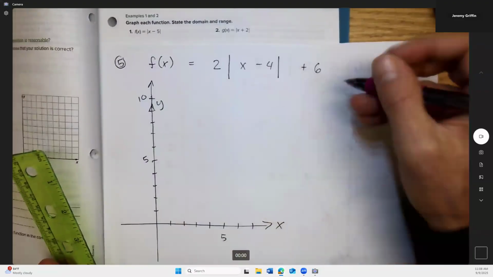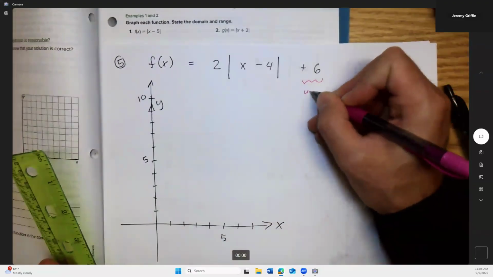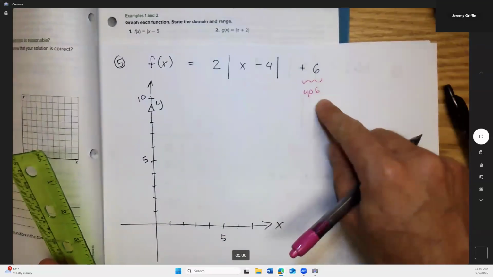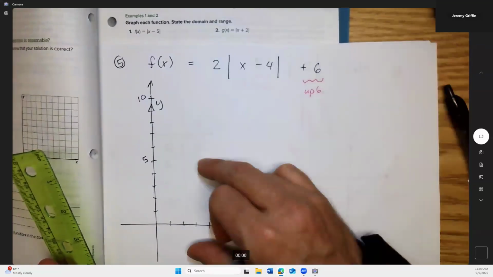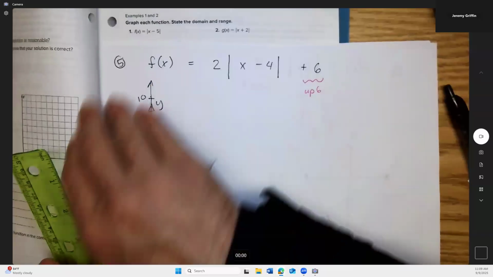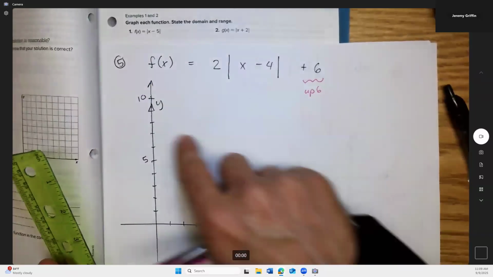Guys, what does this plus 6 mean to do? Up 6. Yeah, up 6. Because it's outside, it's like tagged at the end of the function. So that's why I know we have to have everything above the x-axis. It's going to be way up here.